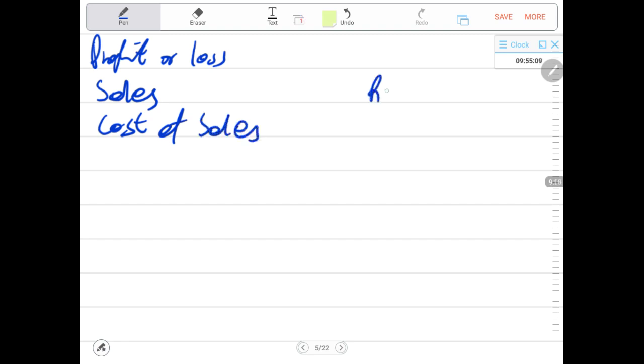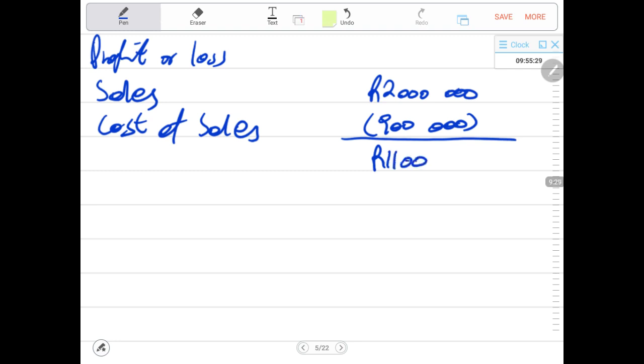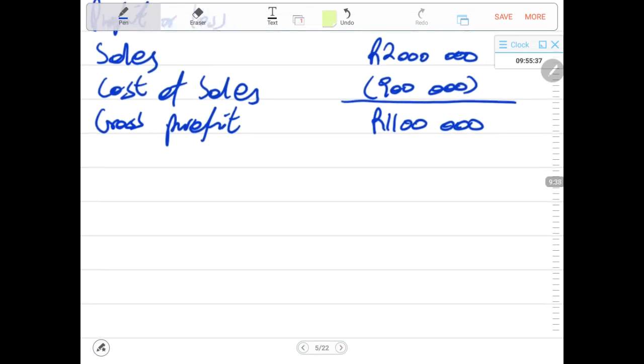Let us say a random figure for sales is 2 million. Cost of sales, 1 million. I don't want same numbers. Let us say 900,000. Then we will have our gross profit as 1,100,000 rands. This will be our gross profit. I'm just using my own random numbers to explain the cash paid to suppliers to you.